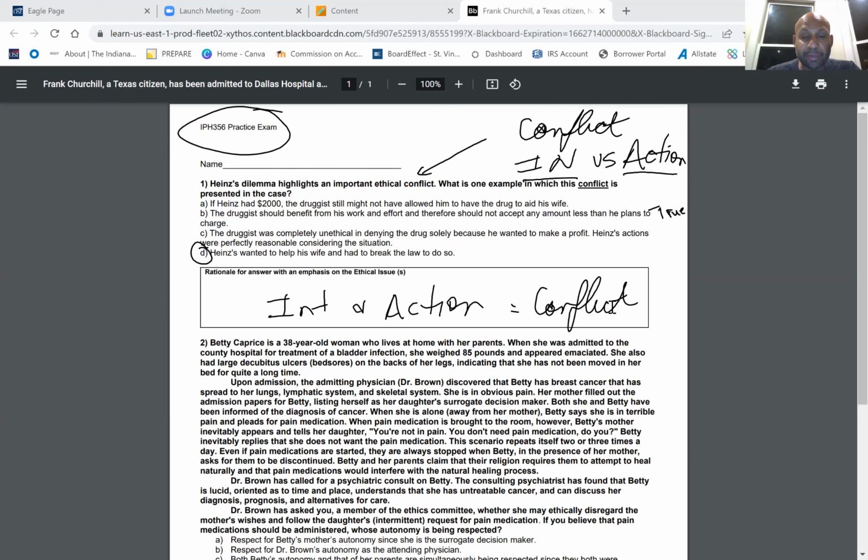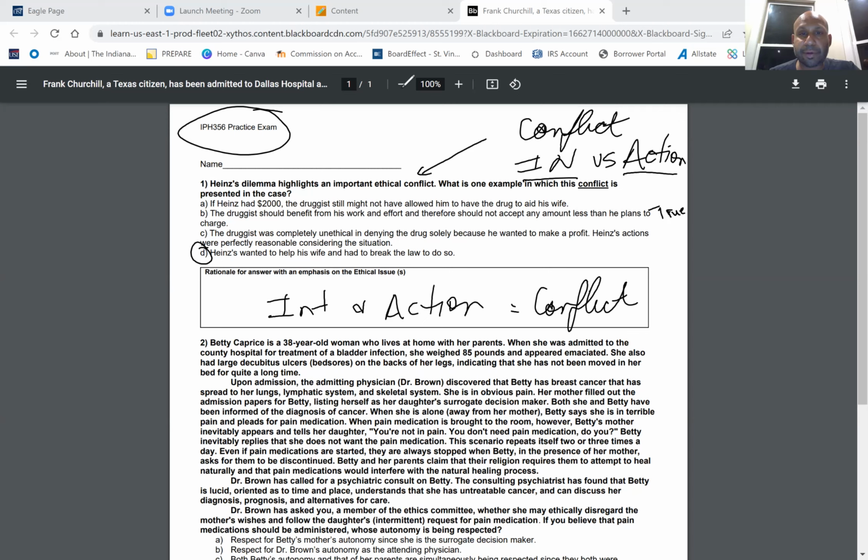So the question, last paragraph, is that Dr. Brown has asked you, a member of the ethics committee, whether she may ethically disregard the mother's wishes and follow the daughter's intermittent request for pain medication. If you believe that pain medication should be administered, whose autonomy is being respected? And really, who's being respected, of course, is that of Betty.